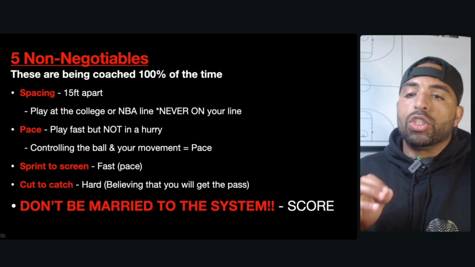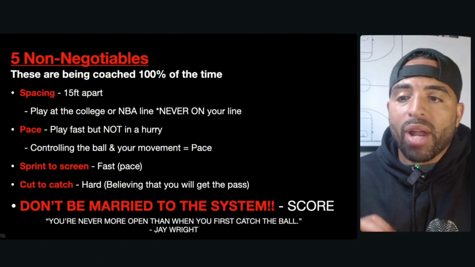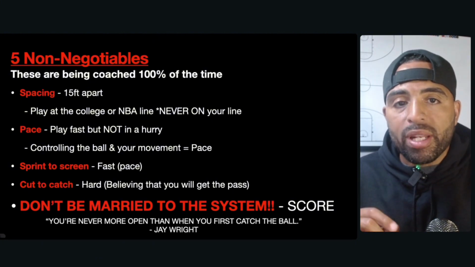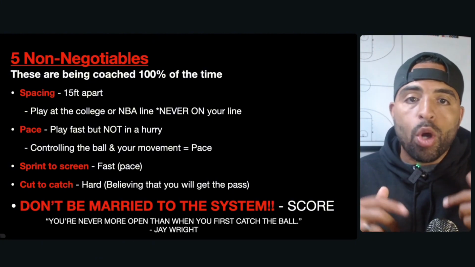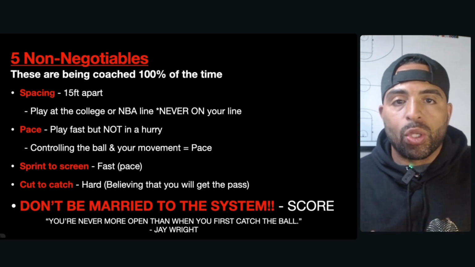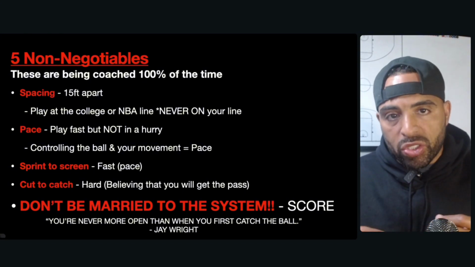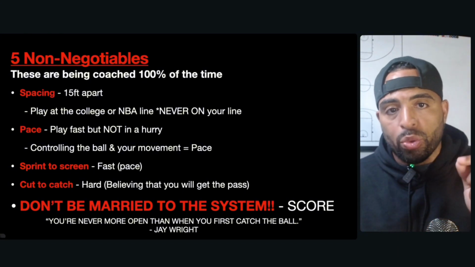And last, don't be married to the system. Score the basketball. Jay Wright said it best. You're never more open than when you first catch the ball. So we don't want to run this old robotic 45-second style Princeton offense. We want to play fast, but never in a hurry. We don't want to be married to the system, and we want to score the ball and shoot it every single time we're open.